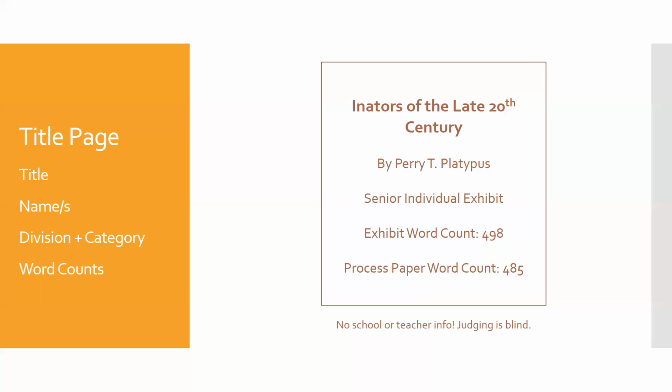So in the exhibit category, the word count maximum for student composed words is 500. So they provide us the word count and it has to be true. And then also the word count for their process paper, which is also a maximum of 500. Websites and papers have a different word limit than exhibits. And so they need to scale it to whatever category they're in and offer the judges an honest word count for student composed words. Any questions about the title page?